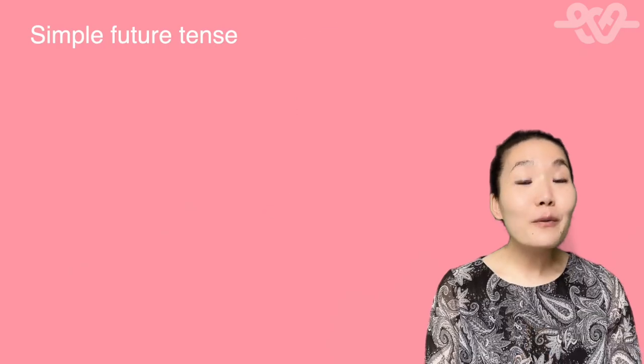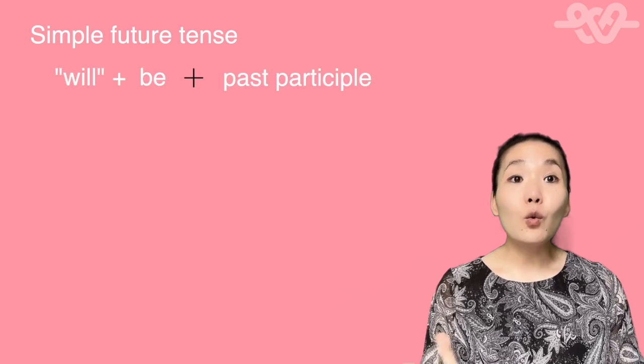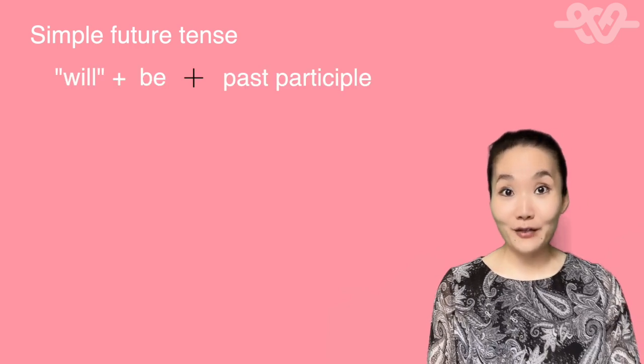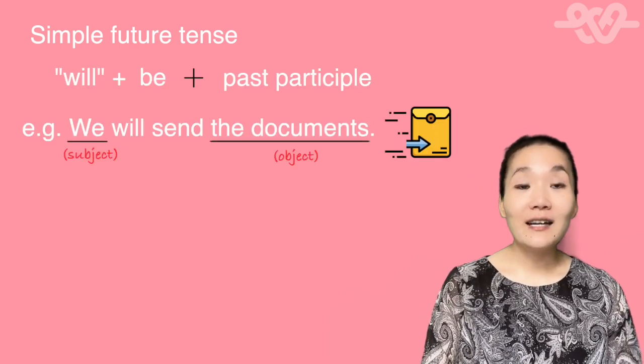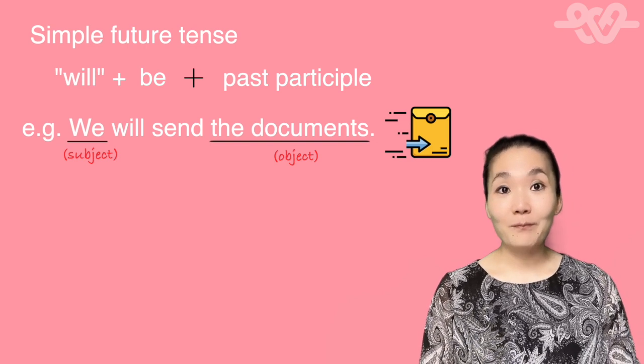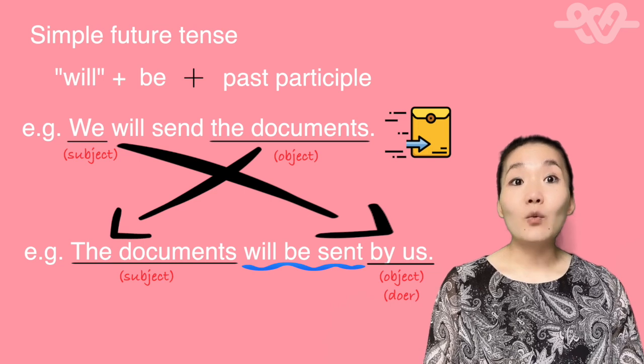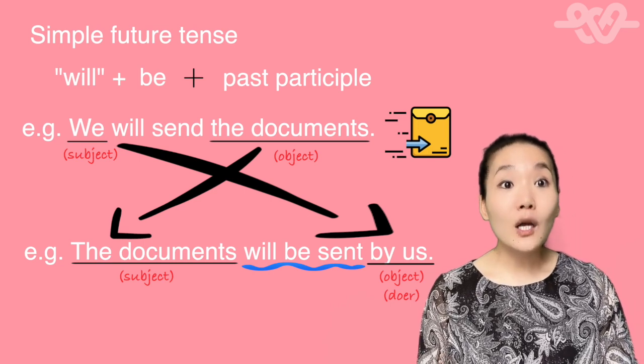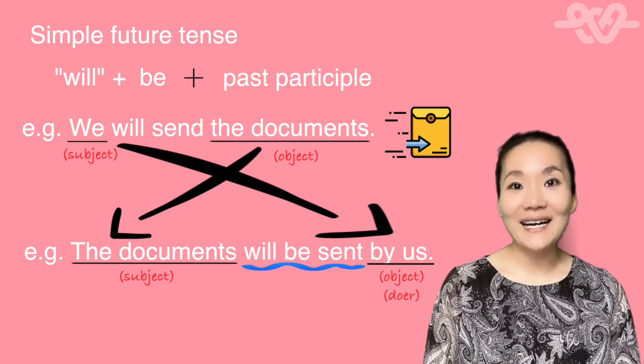Finally, in the simple future tense, we use will be plus the past participle of the main verb. For example, the active voice sentence, we will send the documents. Change it to passive voice, we get the documents will be sent by us.